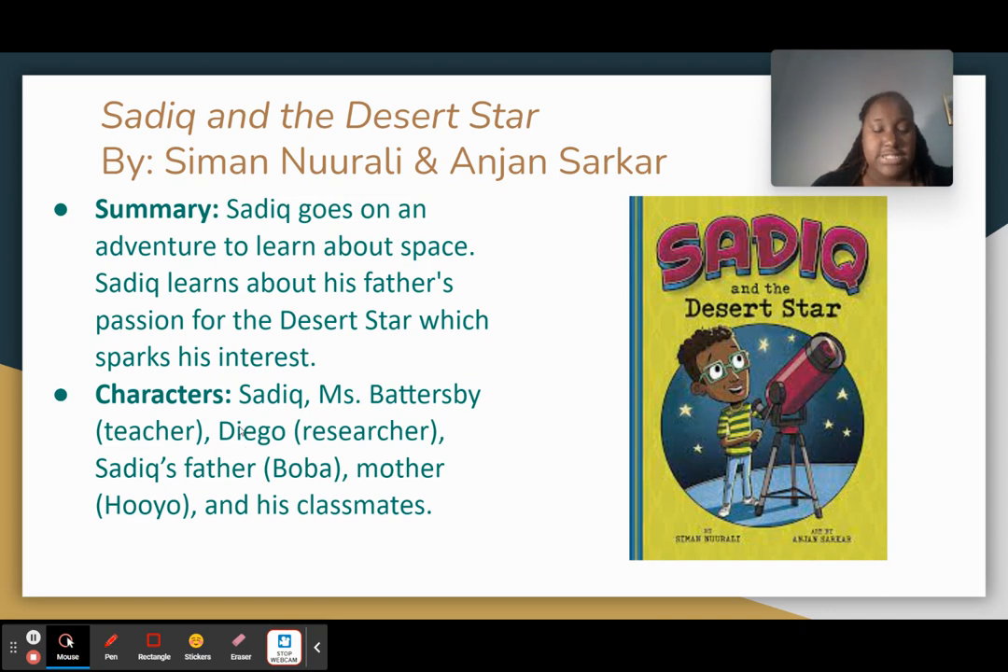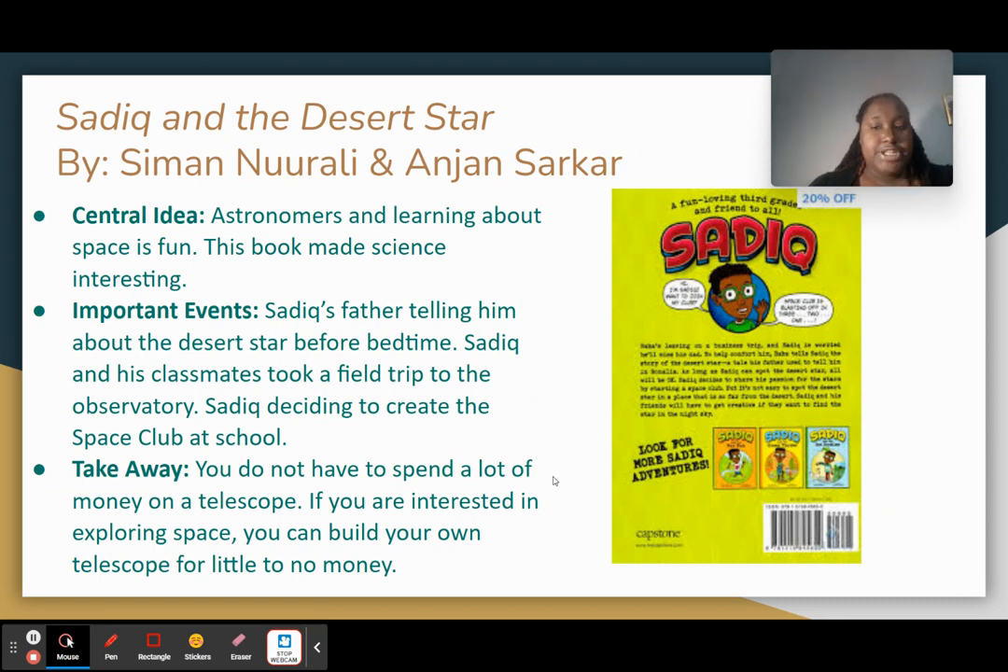The characters in this story: we have Sadiq as the main character, Mrs. Battersby is his teacher, Diego is the researcher, Sadiq's father, also known as Baba, and then mother in the Somali language is Hooyo, and then you also have his classmates. The central idea is astronomers and learning about space is fun, and this book made science interesting.